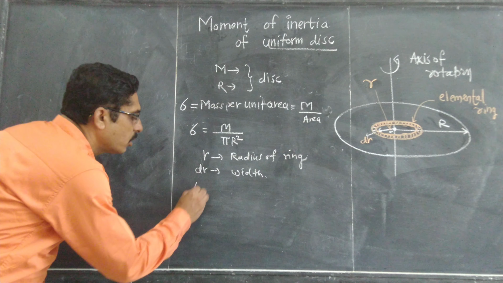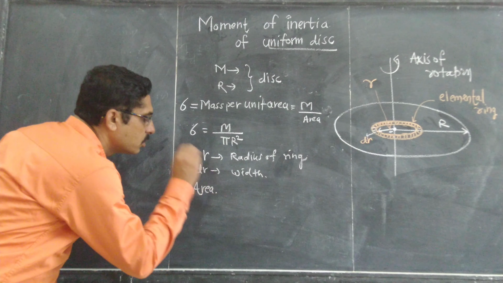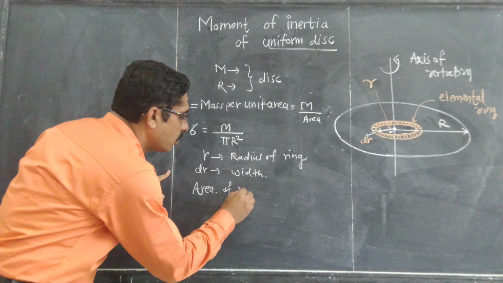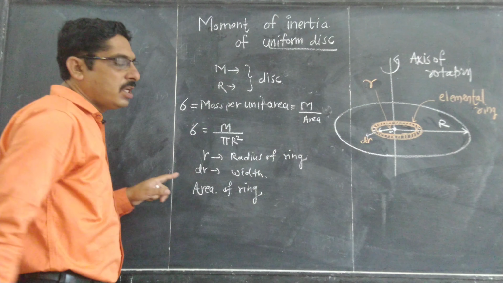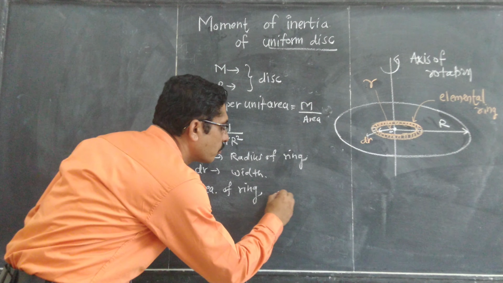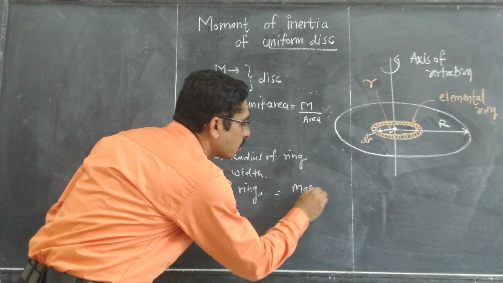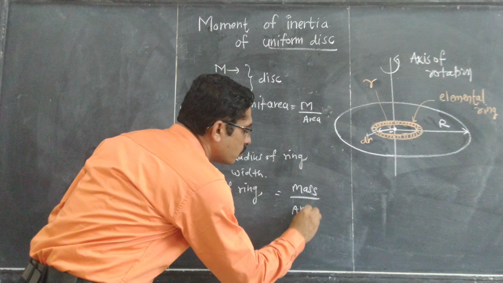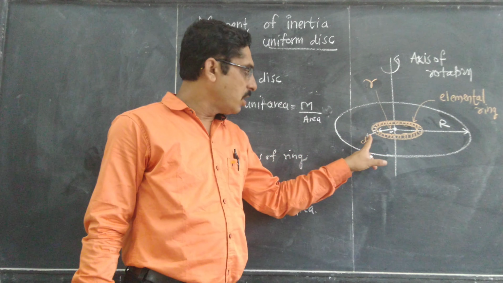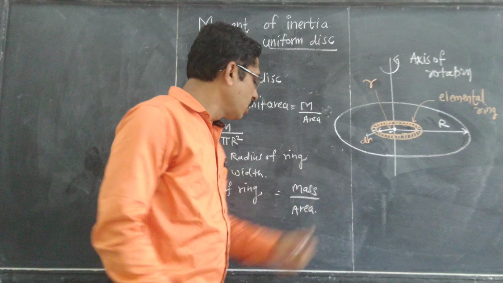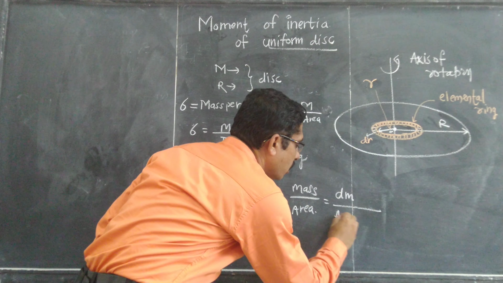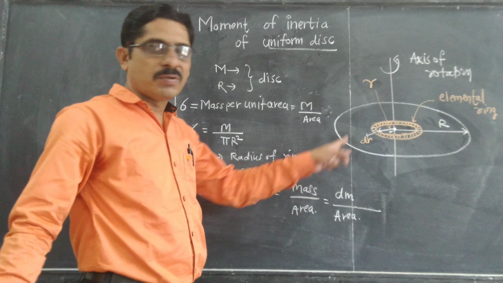Therefore, we have to find out the area of such one ring. This area of ring is nothing but mass upon area. Therefore, for this ring, as the width is dr, the mass is small dm, upon area.